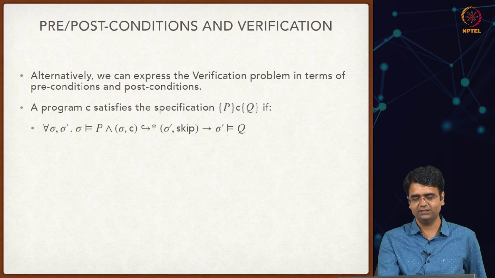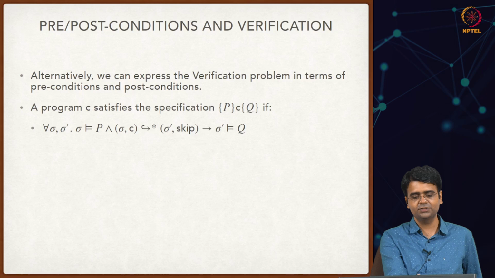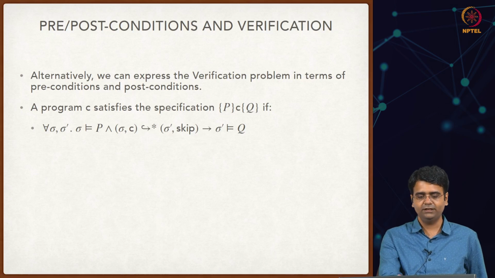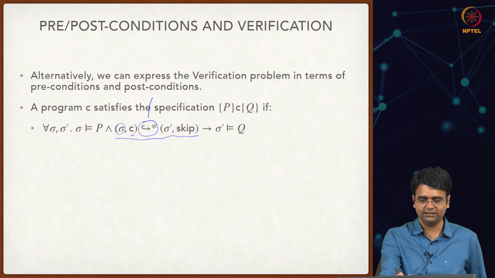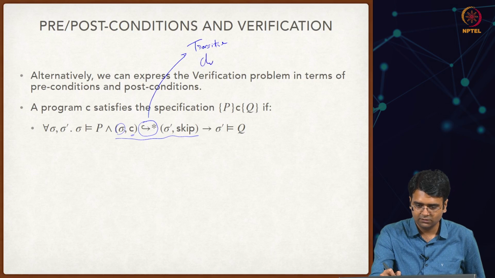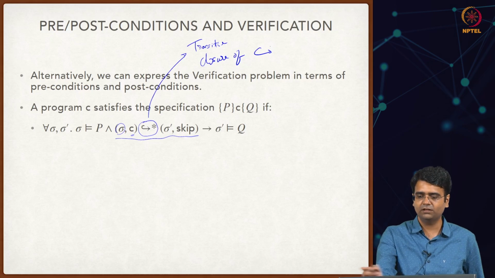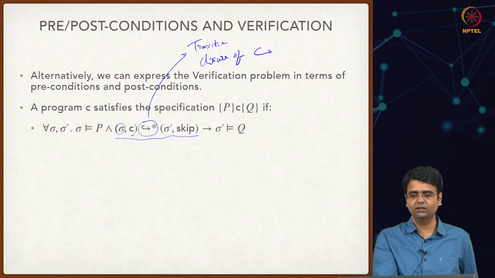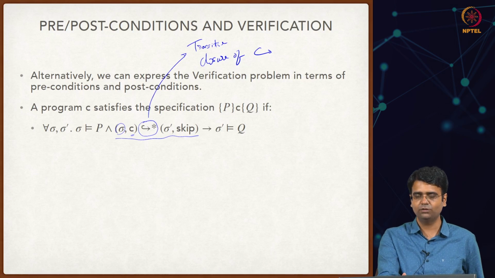So what does this condition say? It says that for all valuations of variables sigma and sigma prime, if sigma is a model of P, which means sigma satisfies P, and on executing the program, beginning from this sigma, you execute the program C and keep on executing. I am using this particular star notation here. This is the transitive closure of this particular arrow, the transition, the operational semantics of the imp language.